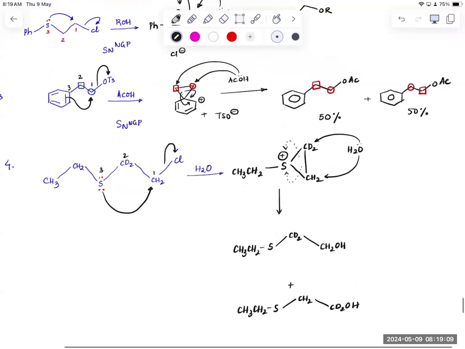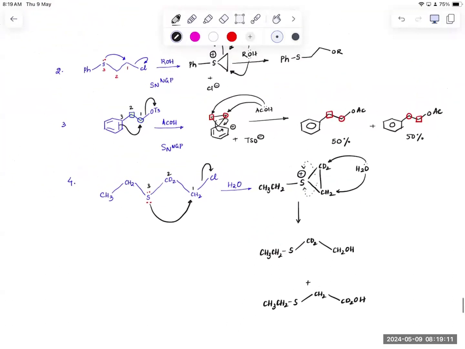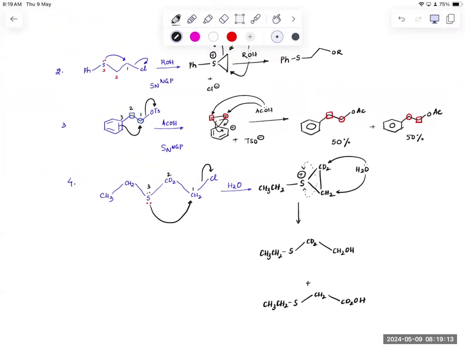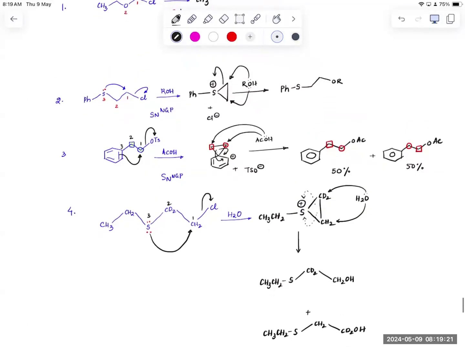Clear, everybody? Questions will be asked about this only: how many products you will get, what are the types of products you will get, what is the percentage of products you will get. Okay. Those who already have the notes, copy this, make a note of these products.